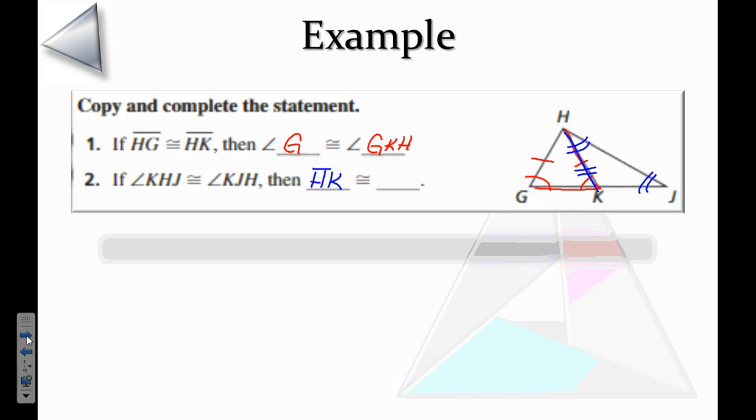Here's my 2 base angles. Ignore the rest of it. HK and KJ, or JK. You can write it either way. Since I already had a single tick mark here, I could just use that same single tick mark. Turns out all 3 of those sides are going to be congruent. So far, so good? Okay.